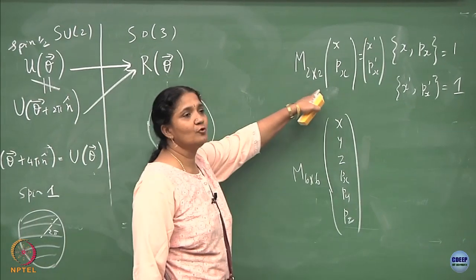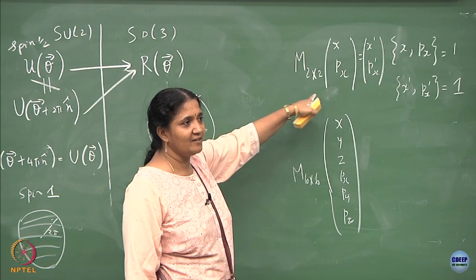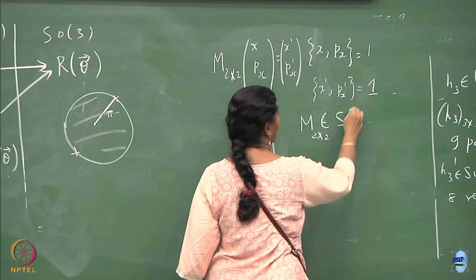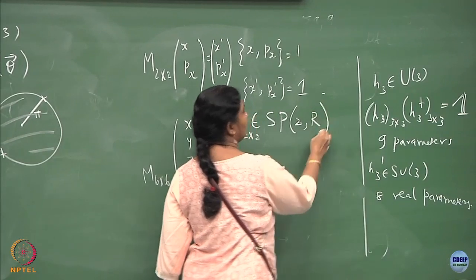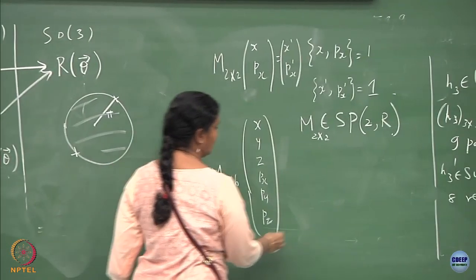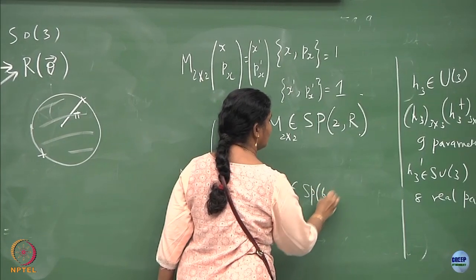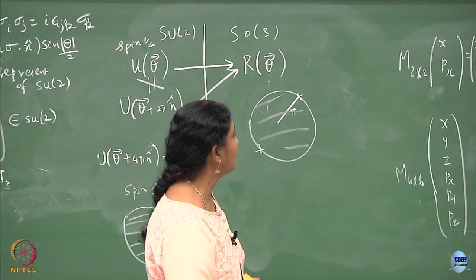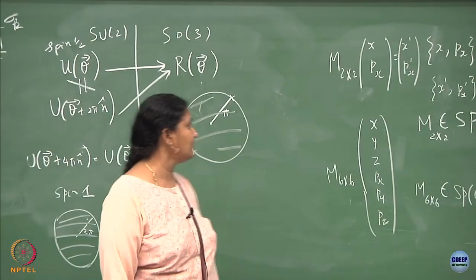So what is that set of 2 cross 2 matrices? That set of 2 cross 2 matrices belongs to a symplectic group, ok. So these M's are elements of symplectic group SP(2), and if they are real entries, SP(2,R), ok. What about here? M will be elements of SP(6,R), ok. So this Poisson bracket being preserved, what does it imply on these matrices?